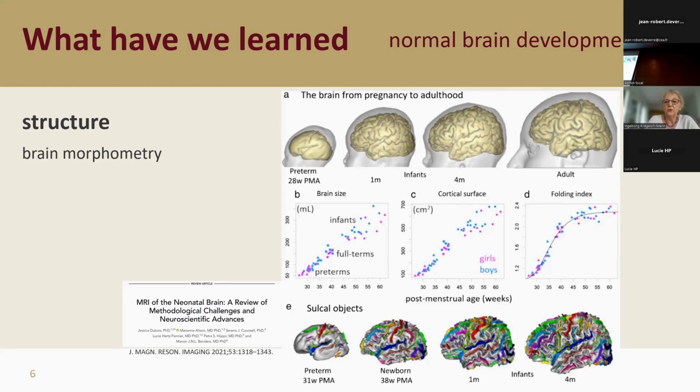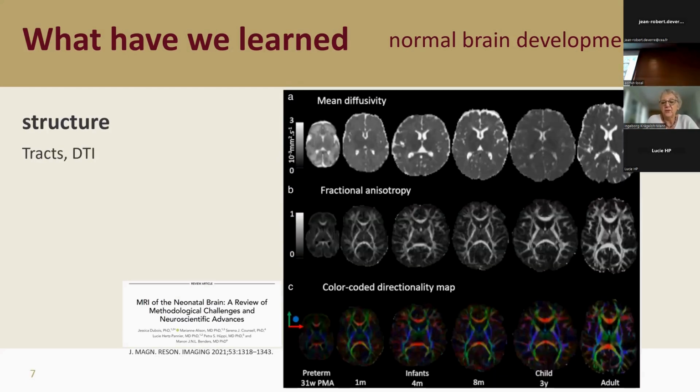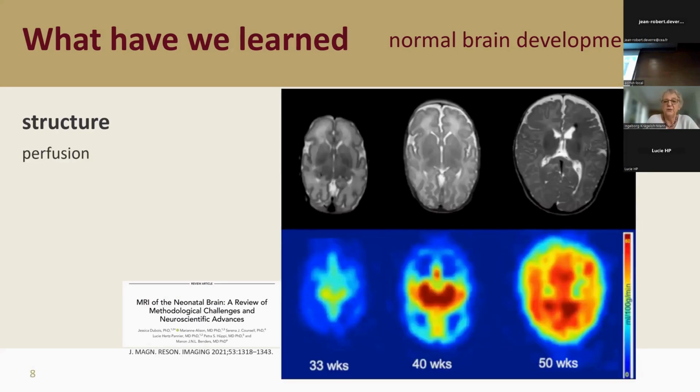You can do sophisticated things about brain morphometry. We have heard a lot about it. You can show the tracts with sophisticated advanced methods. You can show perfusion.